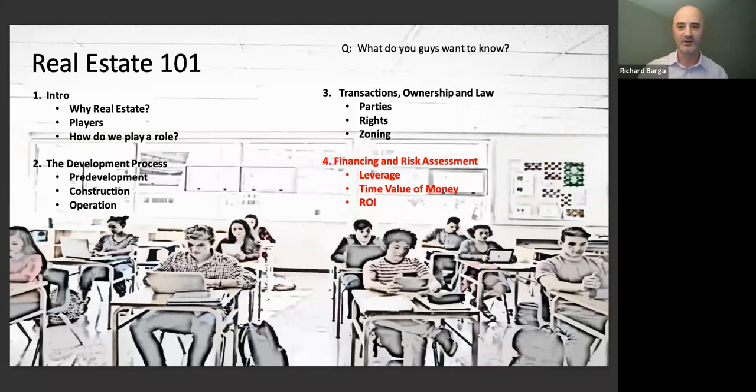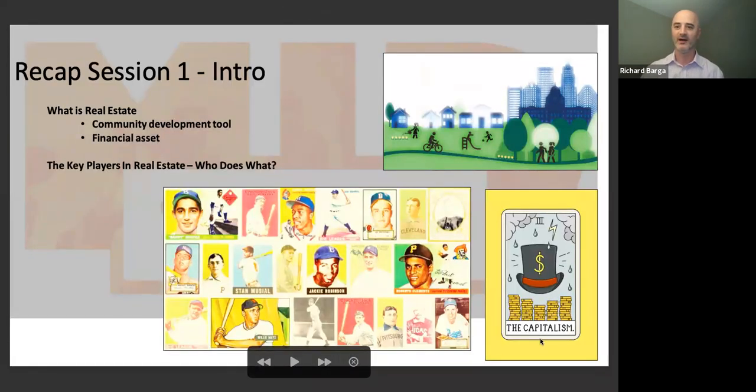Just to give a quick recap of the other sessions, because I feel like they all weave together and work together to paint a picture. In the first session we covered what real estate is, as we view it from two different lenses, a community development tool and a financial asset, and talked a lot about the different types of professionals and their roles in the development process.